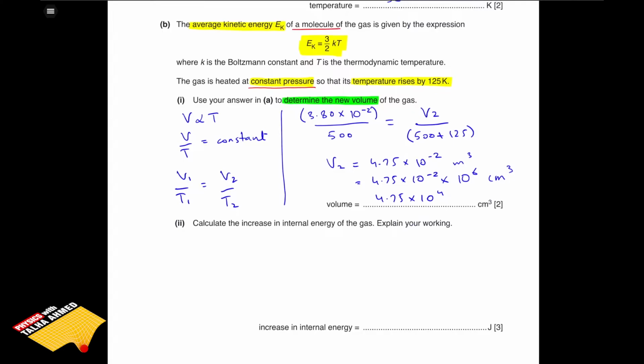Now, for part 2 here, we are required to calculate the increase in internal energy of the gas. And then it says further that we should explain our working as well. So, what do we need to explain here in a calculation question?